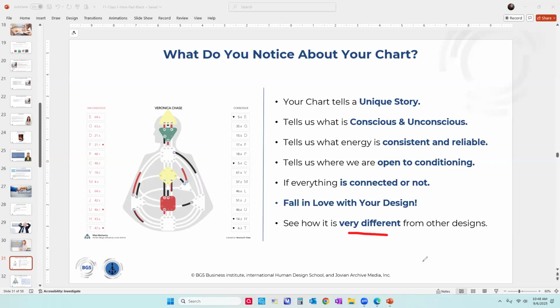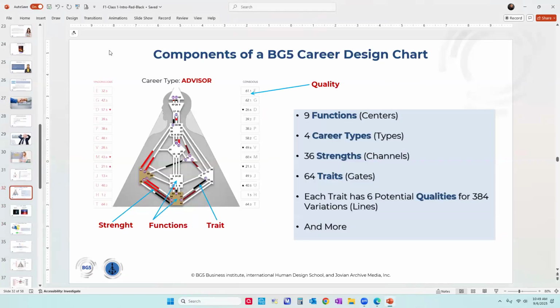And again, also realize, Sean was saying this right at the beginning, right? This is the science of differentiation. That's how Ra described it to us, right? See how your design is different from other designs, because that's what we're trying to get you to. It's not about, well, how am I like this person? How am I like that person? No, it doesn't matter. It's how are you your individual self, right? How do you live in your unique story in your design? That's what we want to get you to.